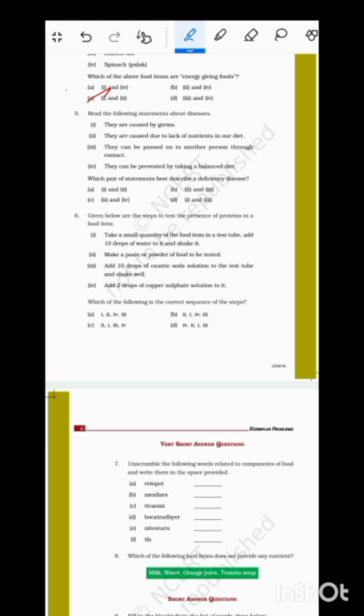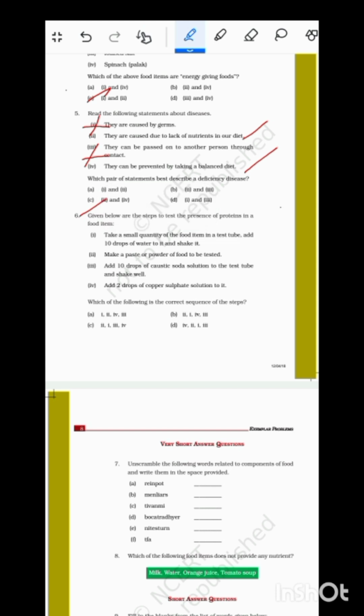Deficiency diseases are not caused by any germs. They are caused by malnutrition. So option 1 is completely wrong. Option 2, they are caused due to lack of nutrients in our diet. Yes, it is true. They can be passed on to another person through contact? No, it is obviously false. If you are malnourished, what can be the source of contact? Option 4, they can be prevented by taking a balanced diet. Yes, it is true. So let's see which option contains options 2 and 4. It is option C. So the right answer is option C.